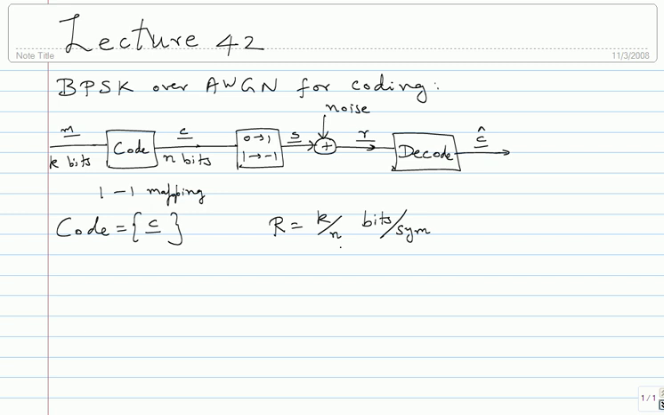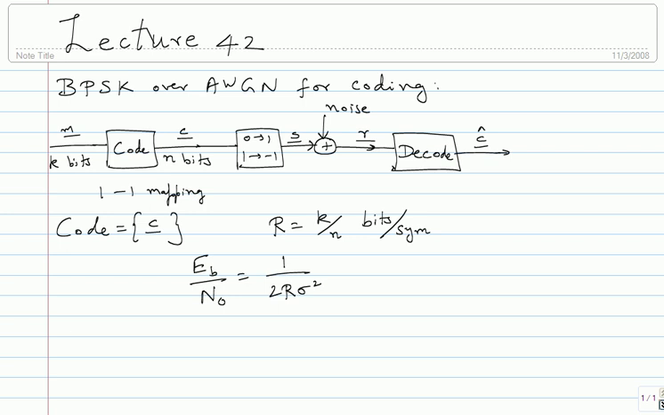Okay, so that's the rate. And then the important definition of Eb over N0. This worked out for this BPSK system to be 1 over 2 R sigma squared. Remember the key point I made: if R changes, something changes in this equation.